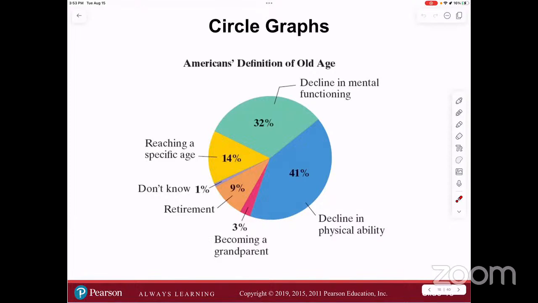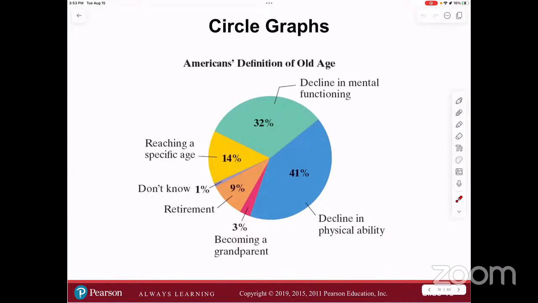Okay. So Americans' definition of old age, let's see. We have a decline in mental functioning, right? Okay, which is 32%. A decline in physical ability. So between physical ability and mental functioning, that makes up about 73%, right? Becoming a grandparent. Nope, I know grandparents that are young and spry. Retirement, okay, maybe. I don't know, it is 1%. Reaching a specified age. This is an interesting chart.